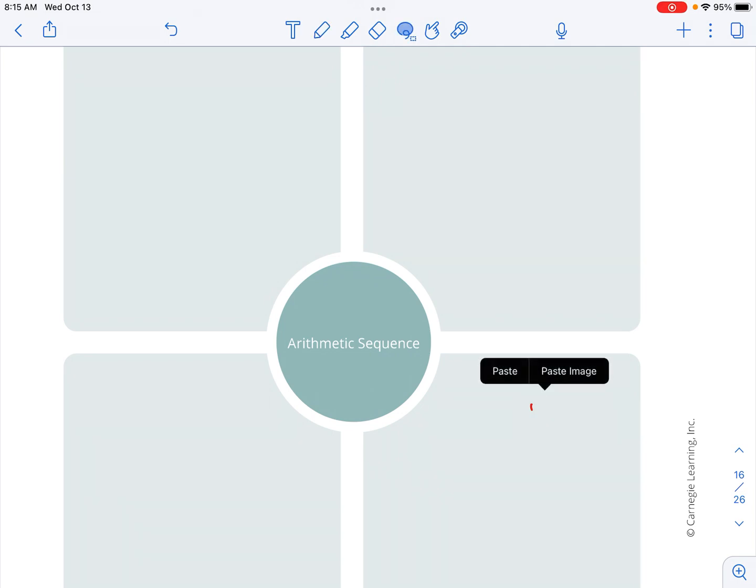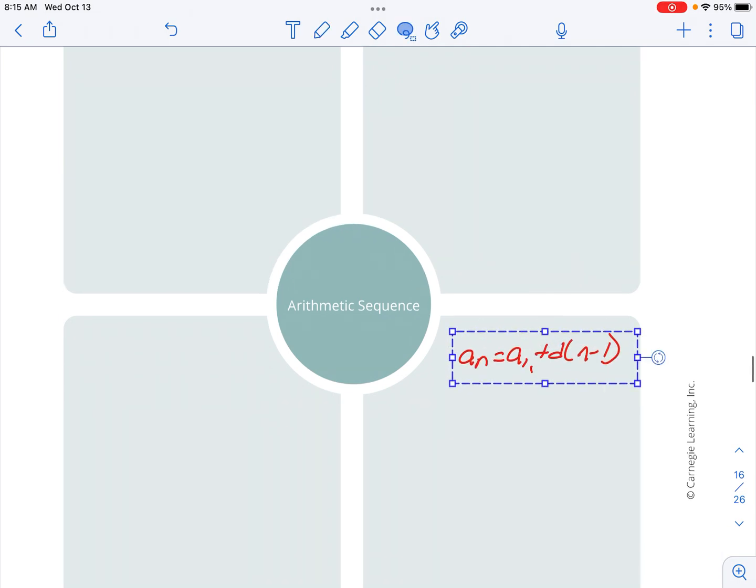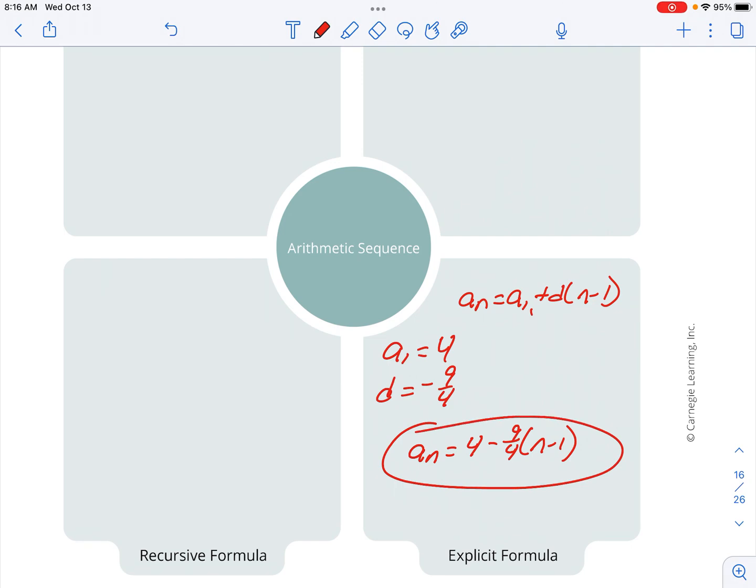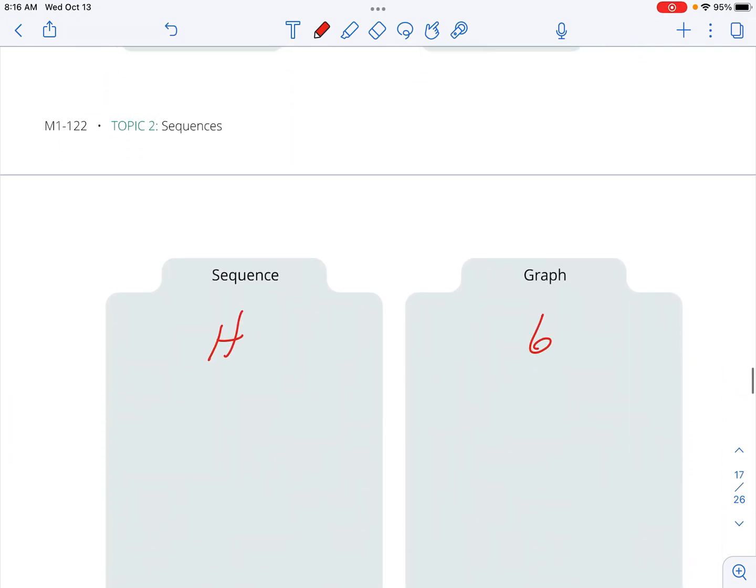All right, for the next page, we posted sequence E. Using our formula for E, we had said the first term was 4. It has a common difference of -9/4. Okay, so here it was 4 with a common difference of -9/4. And there is our explicit formula. Just got to know the starting point, got to know how you're moving.